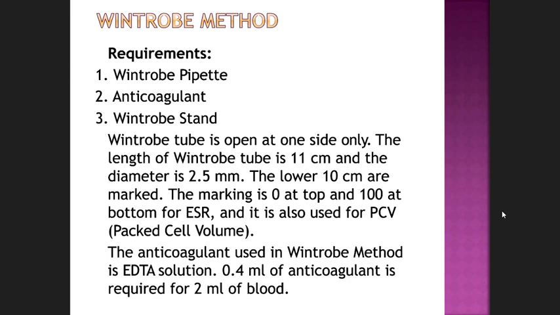If you see the ratio, in the case of Wintrobe you need 0.4 ml of anticoagulant and 2 ml of blood. So it is a 1:5 ratio. In Wintrobe, we need 0.4 ml of anticoagulant, that is EDTA, and 2 ml of blood, so it's a 1:5 ratio.